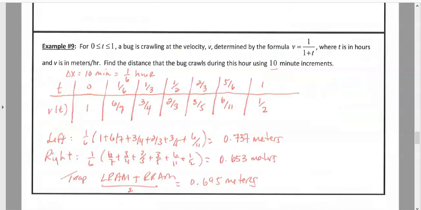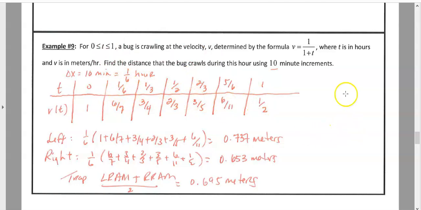And then lastly, ladies and gentlemen, example number 9. It says from 0 to 1, a bug is crawling at a velocity determined by the formula, where t is in hours and v is in meters per hour. Find the distance that the bug travels during that time in 10-minute increments. This goes back to our units: our function is in terms of hours, and we're looking at 10 minutes. So we have to convert our time instead of doing 10, 20, 30, 40, 50, 60. We want to go 1/6 of an hour, 1/3 of an hour, which is 2 over 60, 30 over 60, et cetera. This is the time frame we want to use.